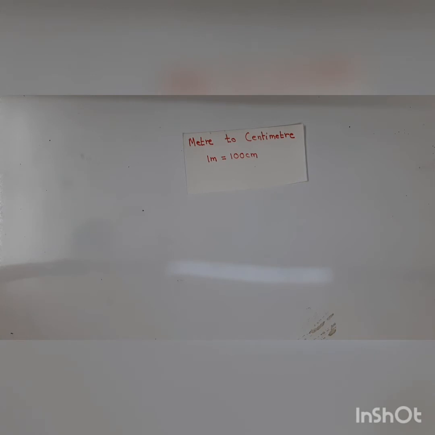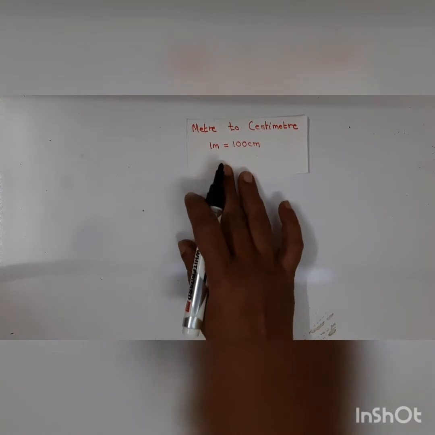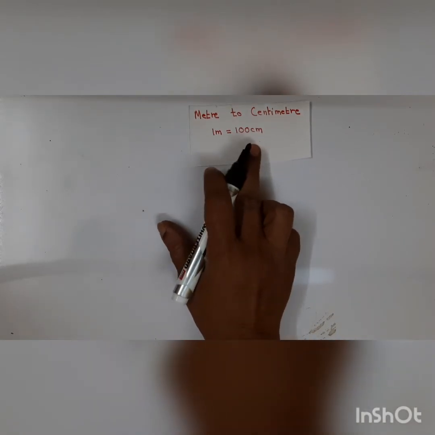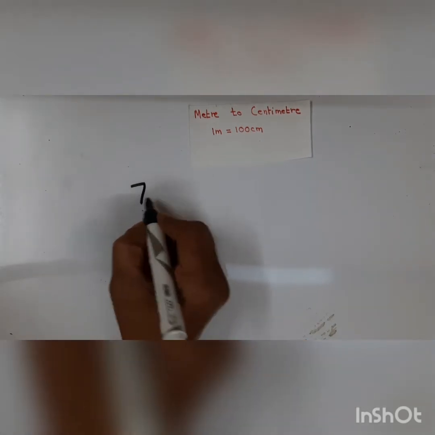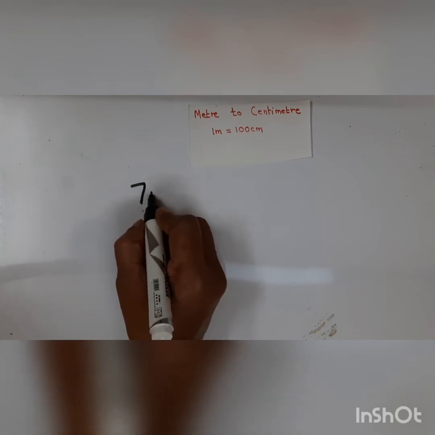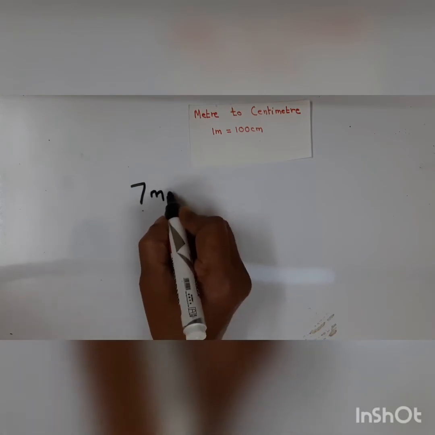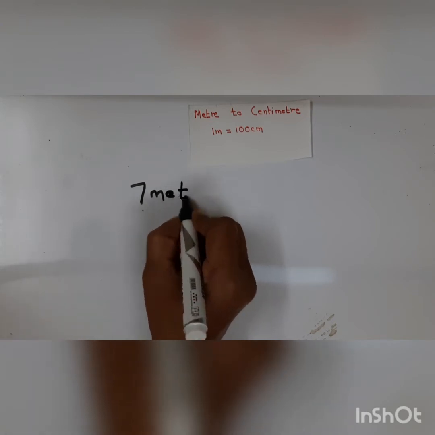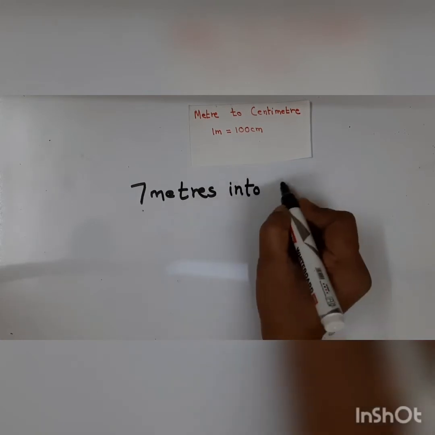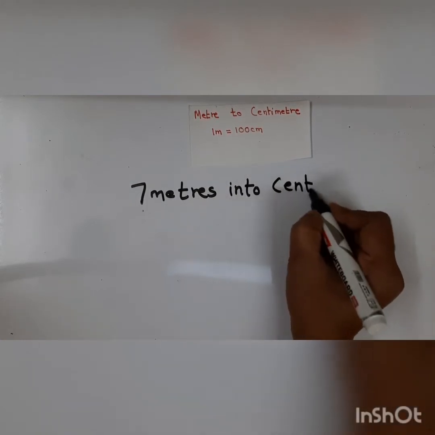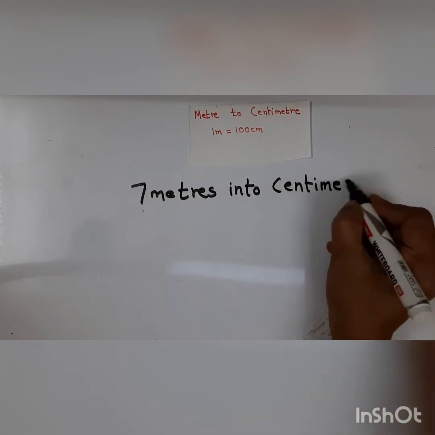So let's take a sum. I've already done some for you. Meters to centimeters. What's written here? 1 meter is equal to 100 centimeters. We just now saw it on the measure tape, right? So now we are converting. Okay, children, 7 meters into centimeters.